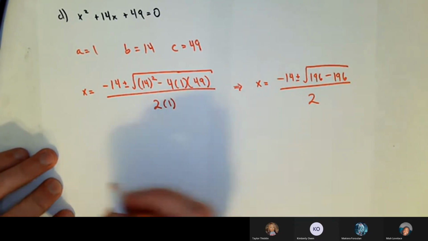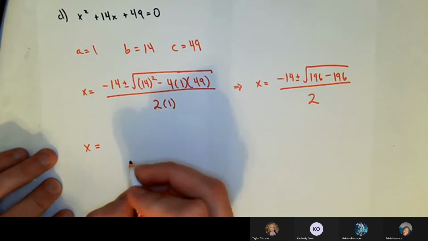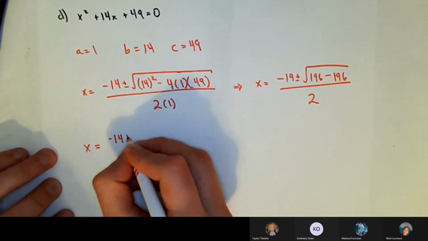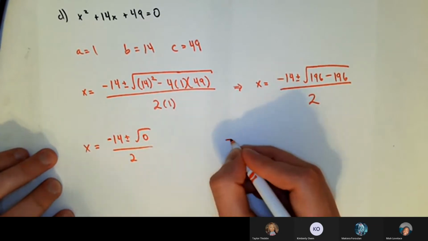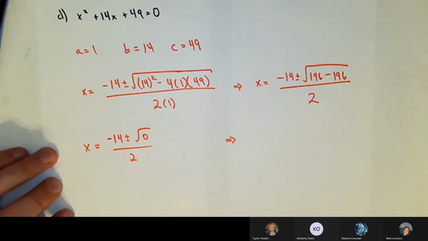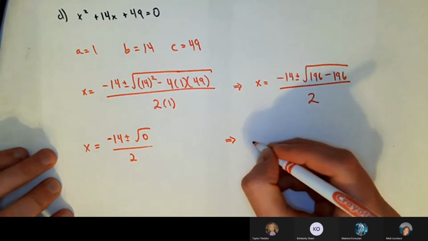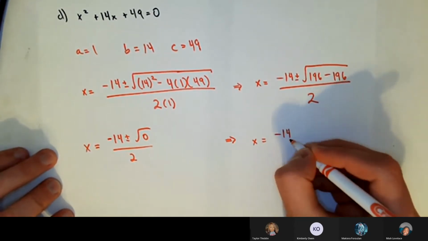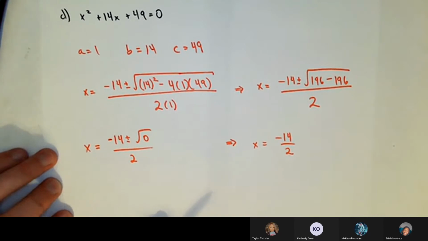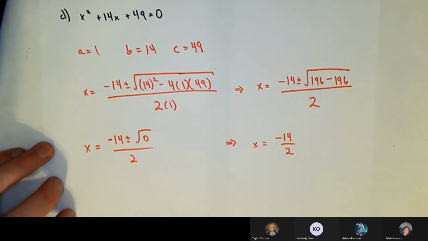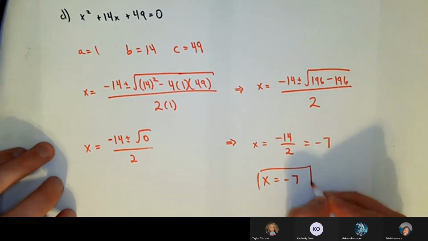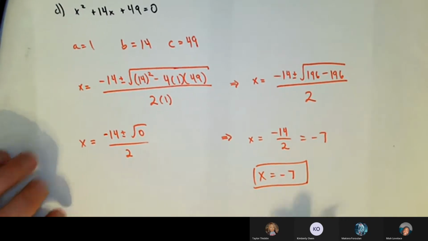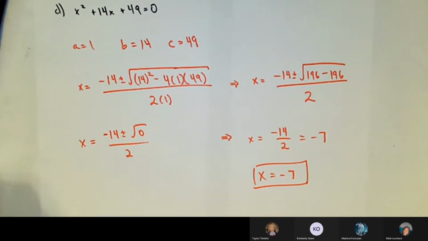That's nice because now what happens is x is then equal to negative 14 plus or minus square root of 0 all over 2. That's just 0. So x is equal to negative 14 over 2 because plus or minus 0 doesn't mean anything, right? You can completely drop that whole part and just get negative 14 over 2, which is negative 7. So x equals negative 7, only solution here. So it can be the case that there's only one solution.